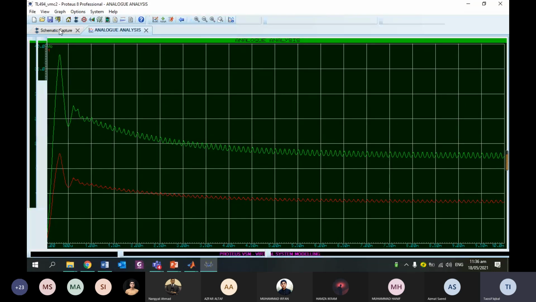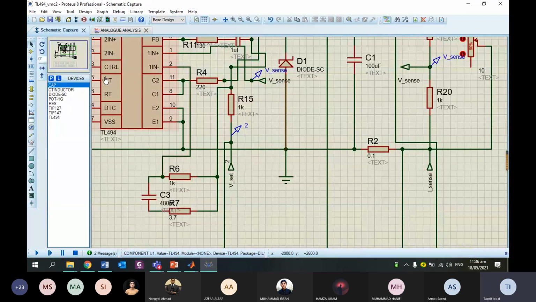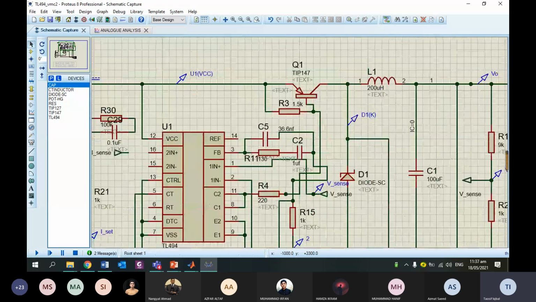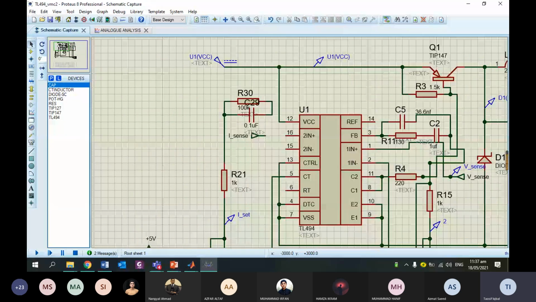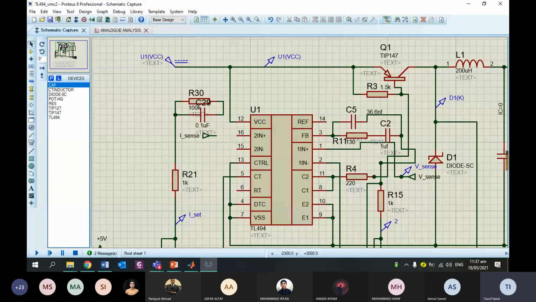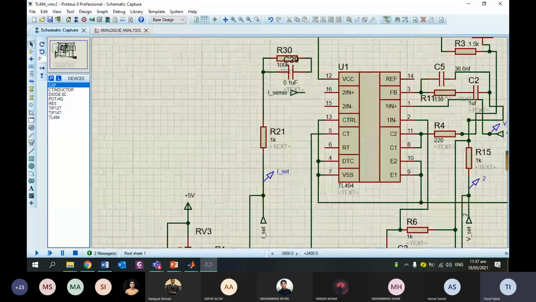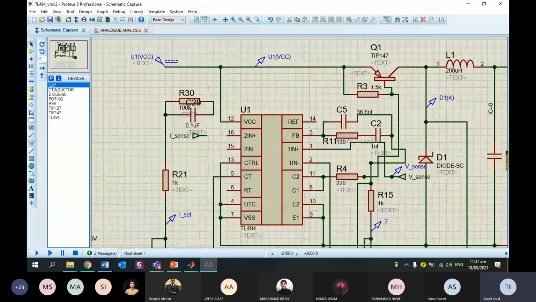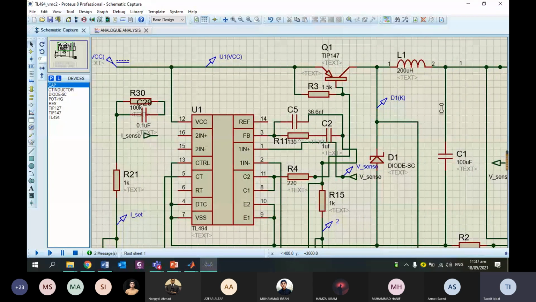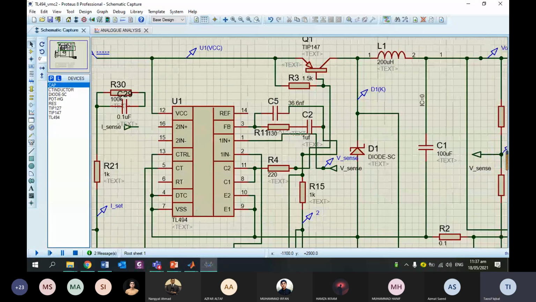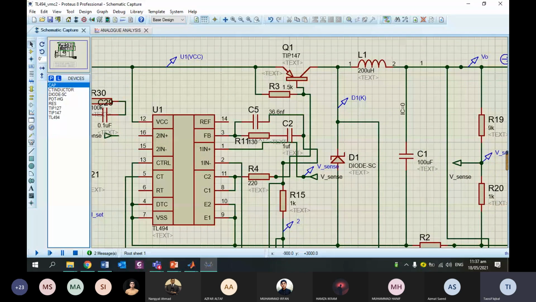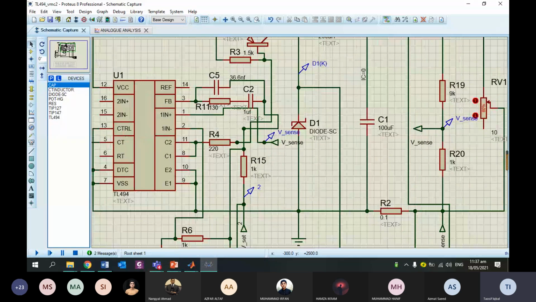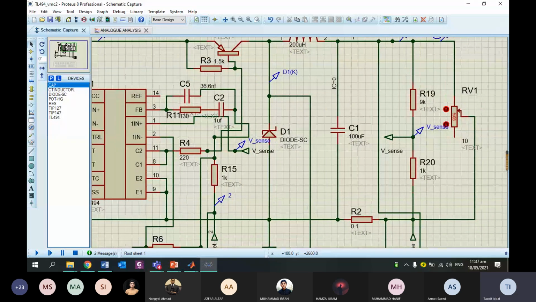Okay, so finally we have this implementation. In here, let's look at the circuit. We have Q1, a BJT as a control switch. Then we have D1 as the diode, inductor L1, and the values are the same as we have put in the simulation. Then we have the capacitor, and then we have the load.